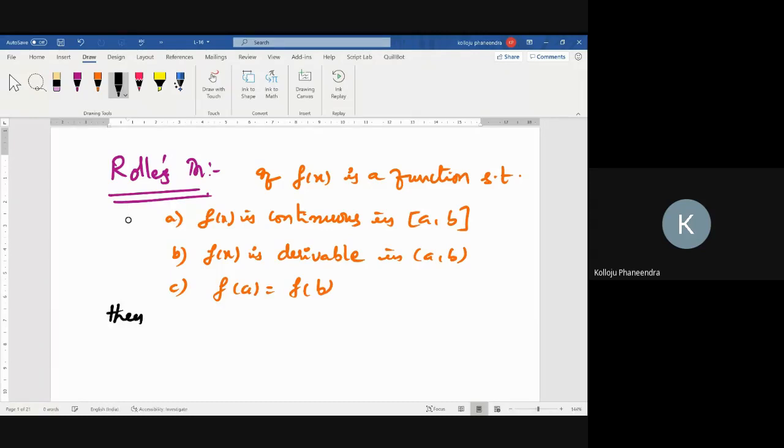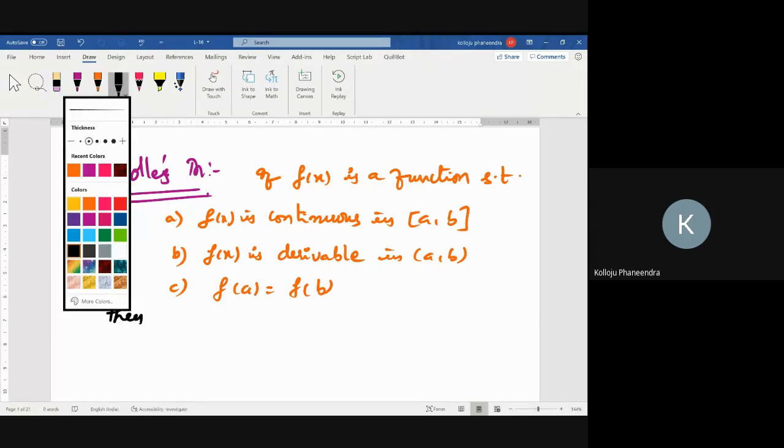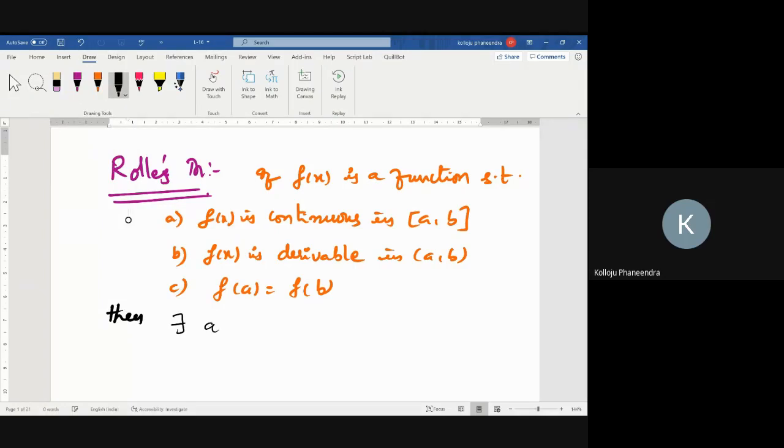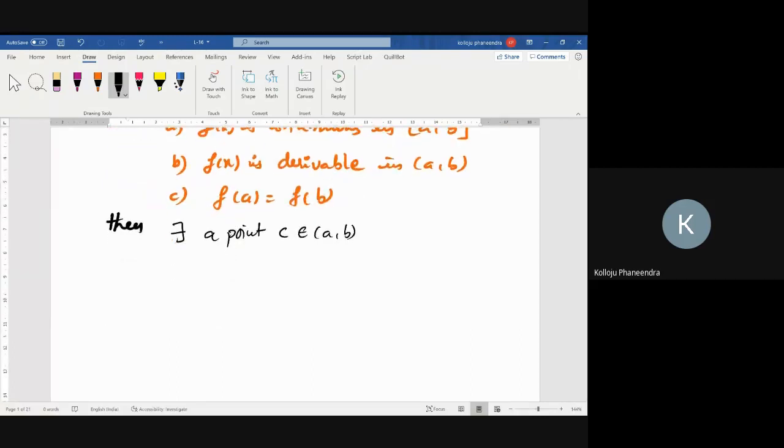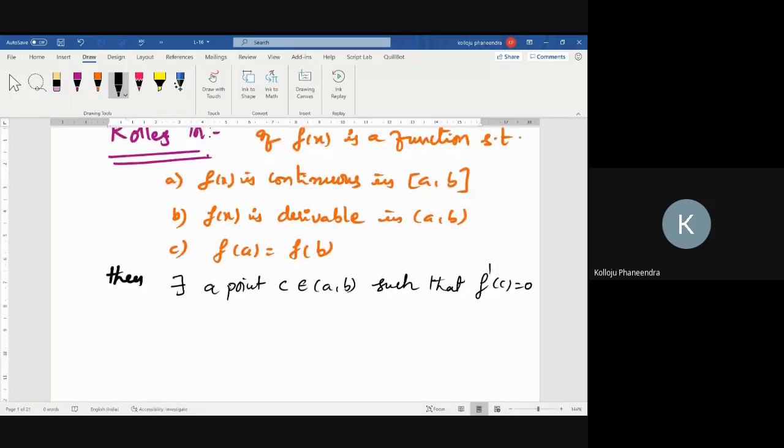then there exists a point c belonging to the open interval a comma b, meaning not equal to a, not equal to b, such that f dash c equals 0. The statement: it is continuous in the closed interval and derivable in the open interval, and the value of the function at the endpoints a and b is equal. Then there exists a point c belonging to open (a, b) such that f dash c equals 0.